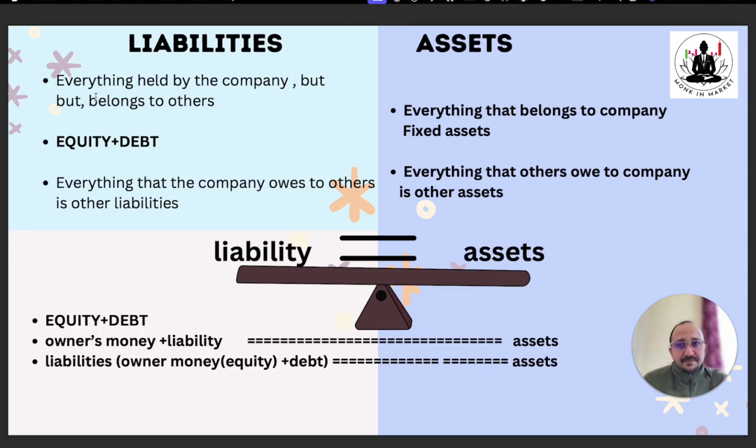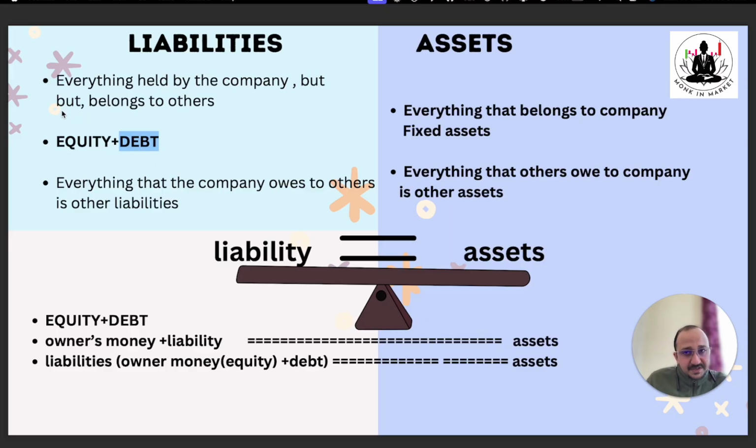Everything held by the company but belonging to others is a liability. This is a very simple definition. And everything that belongs to the company is fixed assets. So it involves equity plus debt, both. Equity means shareholders' or owners' money, plus debt, the loan which the company has taken.